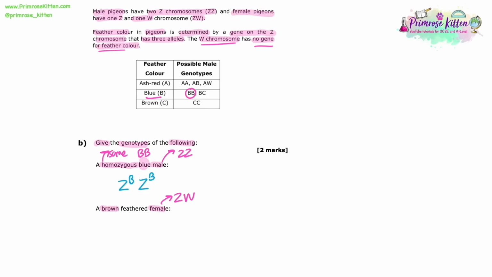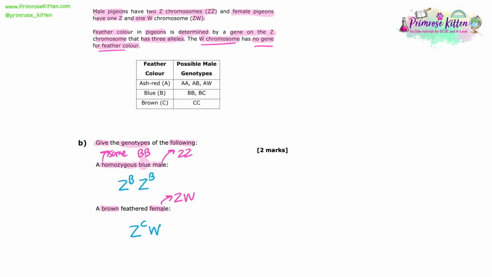Then it wants a brown feathered female. So female is going to be ZW. Brown, there's only one option, which is C. And this time we just have to remember that there is no allele for feather colour on the W chromosome, so we can just put a C on the Z chromosome, and that's it. Nothing on the W.